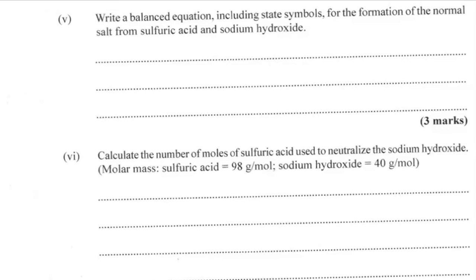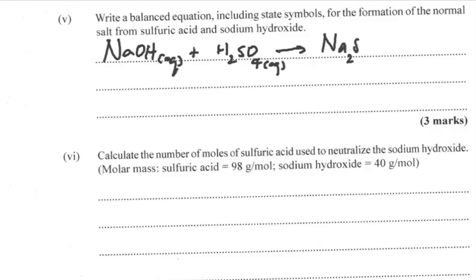Part 5 of B. Write a balanced equation including state symbols for the formation of the normal salt from sulfuric acid and sodium hydroxide. So here we go. Sodium hydroxide, that's an alkali, so that's aqueous. Sulfuric acid, H2SO4, and this will give us the normal salt, Na2SO4. All sodium salts are soluble, so that would be aqueous, and that's water, which is a liquid here.